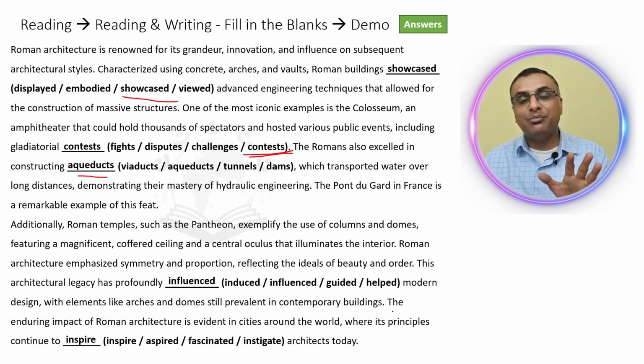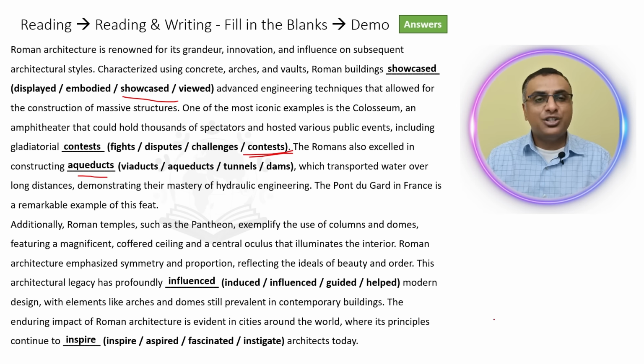Okay, that is nothing but the verb in its V1 form. So these are the answers for the reading and writing fill in the blanks question. Let's move ahead and look at an example for the reading fill in the blanks question.